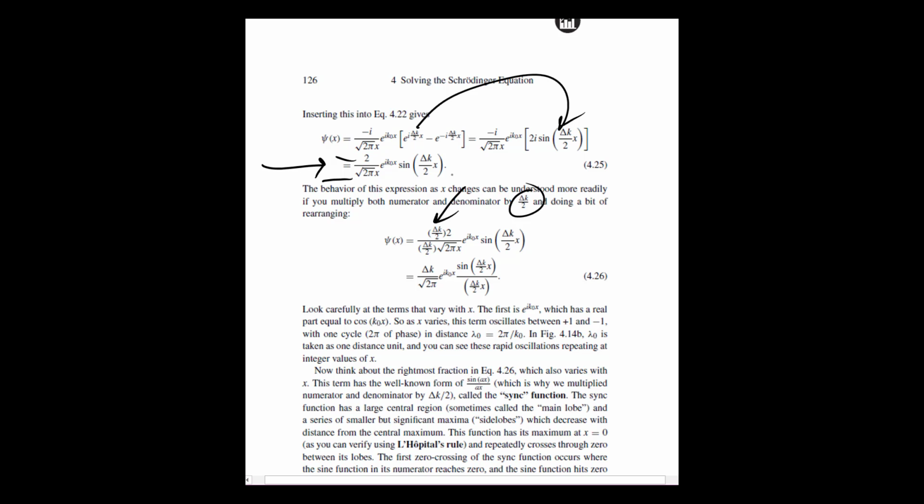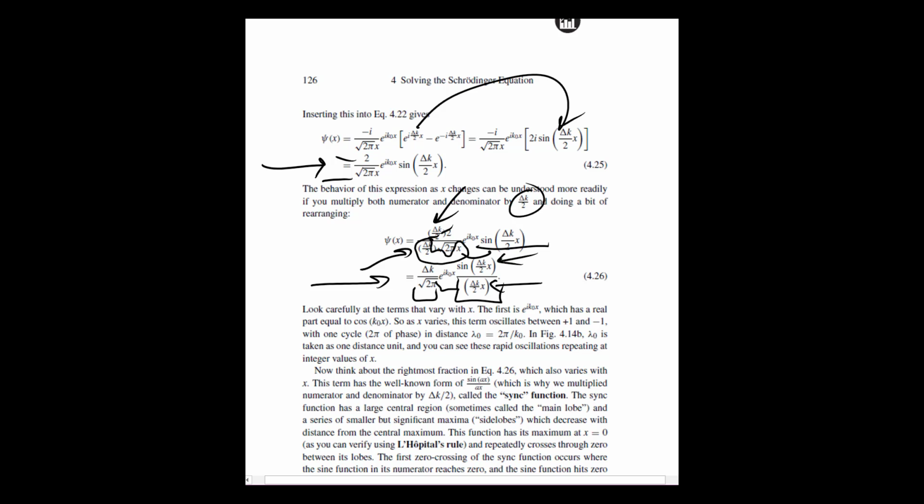So here's a delta k over 2 in the numerator. Here's one in the denominator. These twos are going to cancel. We're going to take this and the x and move it underneath the sine. That's done here. Why did we go through that? Because now the argument of the sine is the same as the denominator of this term. So really we've got three terms here. Constant term out front. There's this sinusoidally varying term, which just looks like cosine k0x plus i sine k0x.